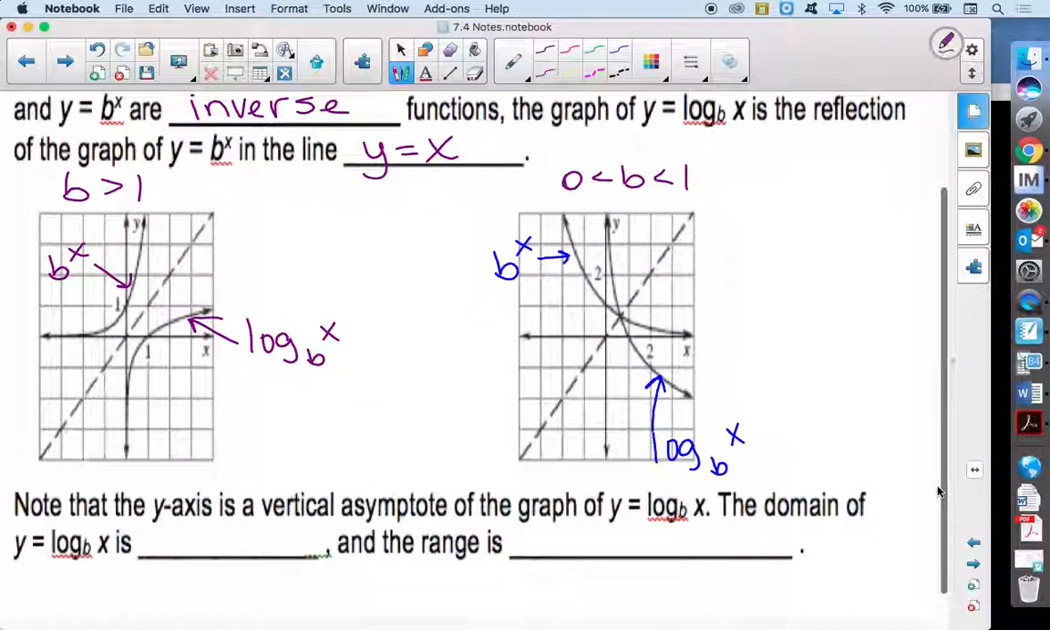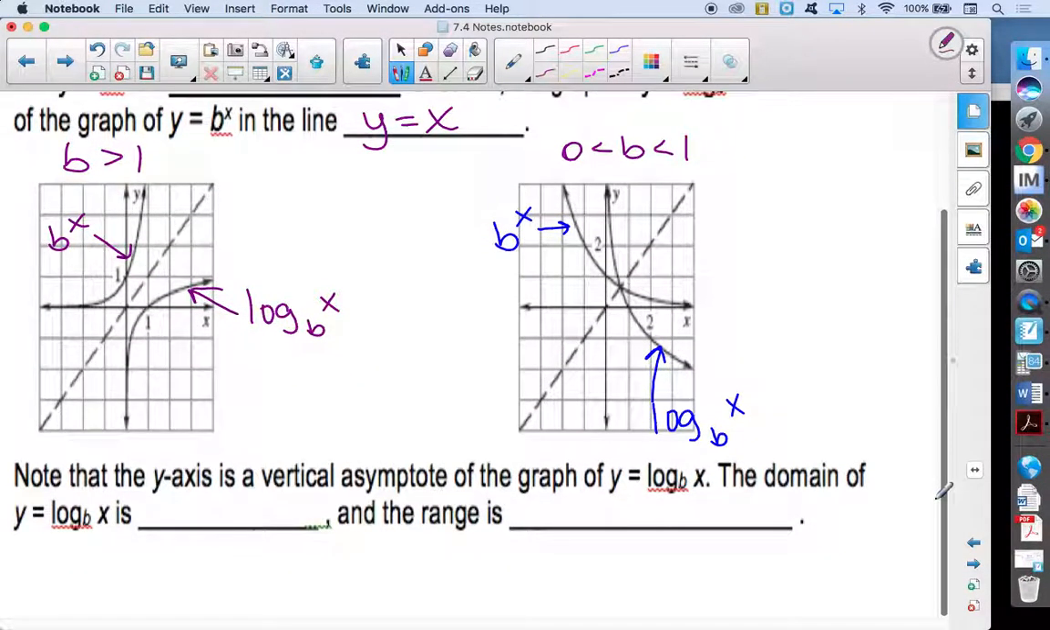So underneath this, it says, notice that the y-axis is a vertical asymptote. That's something that we'll really talk about next chapter. But an asymptote is kind of like a vertical wall. It's a barrier. The graph will not go through that barrier. It's not going to touch it. It's not going to cross it. It can't go over it as well. So it can't hop over the wall.